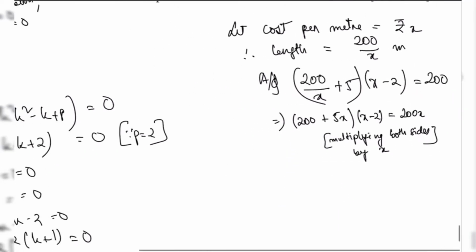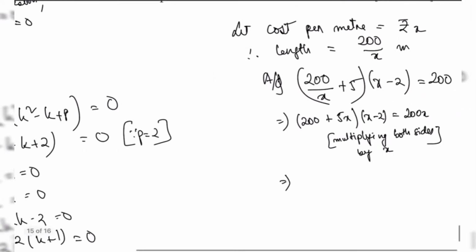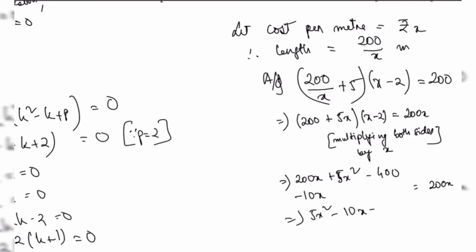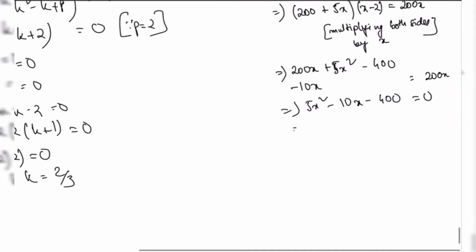Okay, now let's break it down. So we have 200x plus 5x square and then minus 400 minus 10x equals 200x. You can see 200x and 200x will get cancelled. So 5x square minus 10x minus 400 equals 0 implies x square minus 2x minus 80 equals 0.